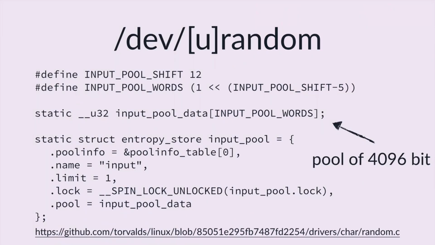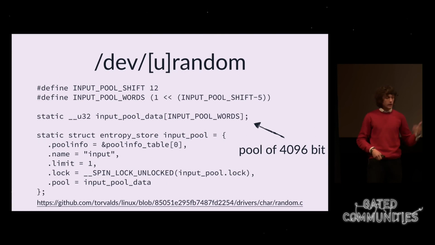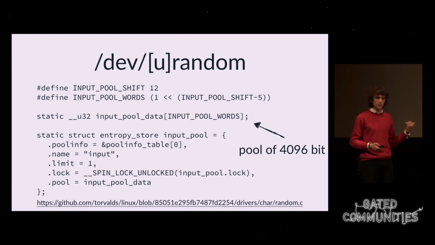This is taken directly from the kernel source. Essentially, everything I'm going to say now applies to both dev-urandom and dev-random. They both are based on a pool of 4,000 bits, not dissimilar from the one of the CSPRNG we played with before, which is implemented as a series of 32-bit words, I think.